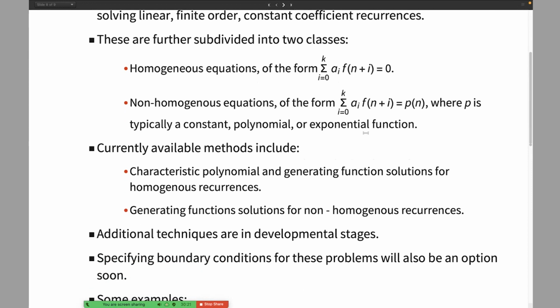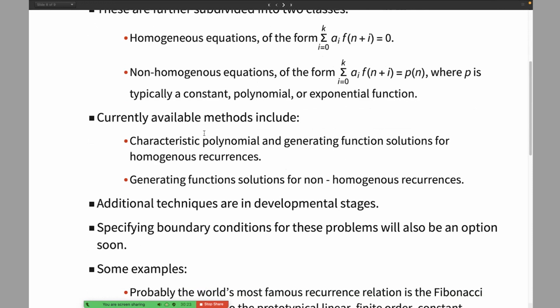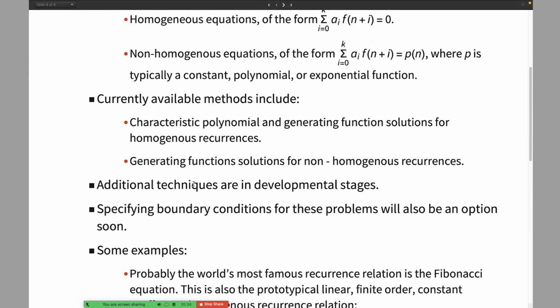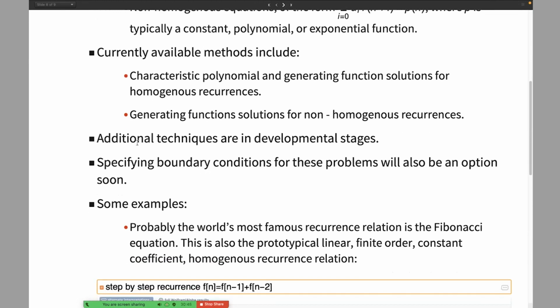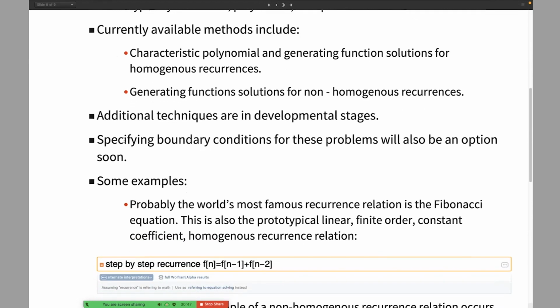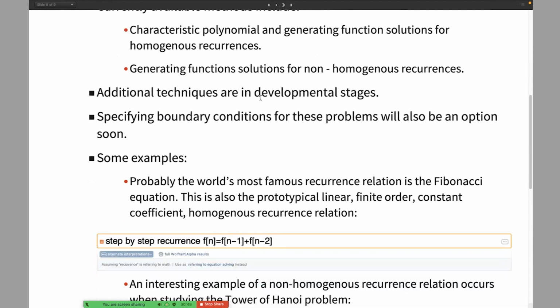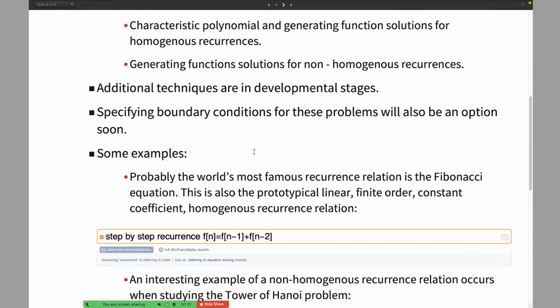The currently implemented methods that we have are the characteristic polynomial and generating function solutions for homogeneous recurrences, and the generating function solution for non-homogeneous recurrences. Additional techniques that we're thinking of are, for now, probably just the eigenvalue method. There are more advanced techniques, but they aren't typically in the scope of a first course in discrete math. I say here that specifying boundary conditions for these problems will also be an option soon, but actually it's already working.